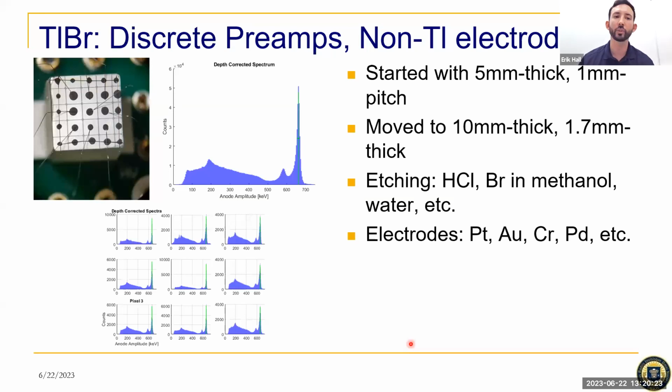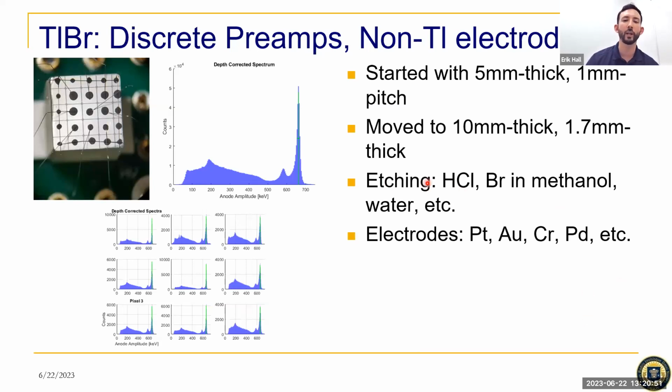Beyond that, almost all of the other crystals that we've tested in our group, made by Radiation Monitoring Devices in Boston, use some electrode material other than thallium. They can be composed of platinum, gold, chromium, or palladium, which are the four most common, but I'm sure they have other materials that they've used as well.